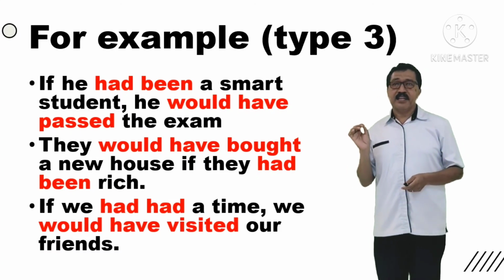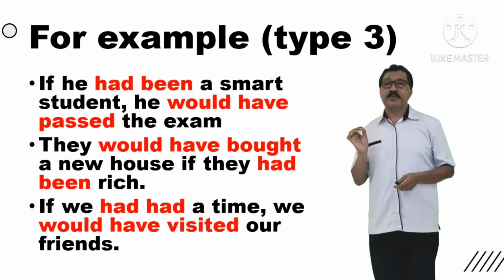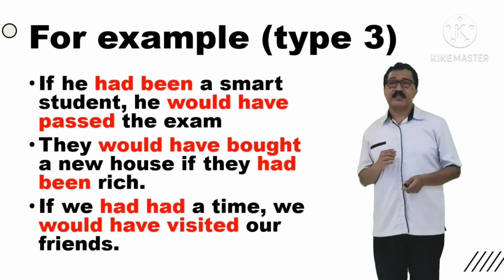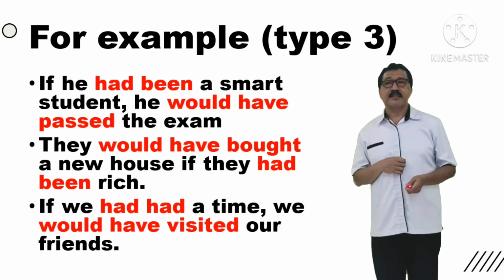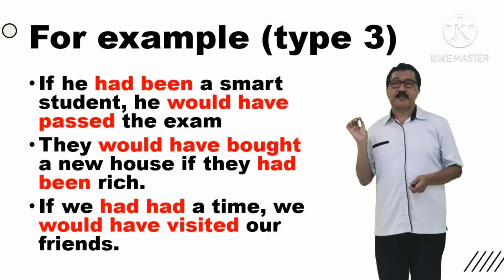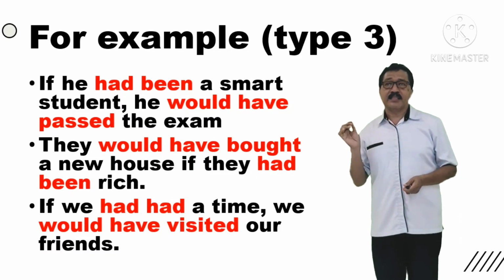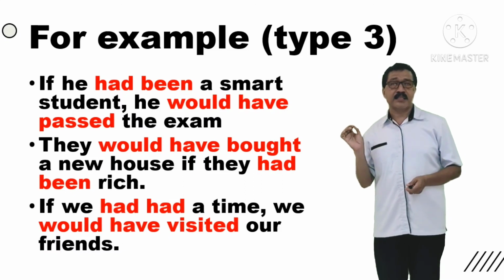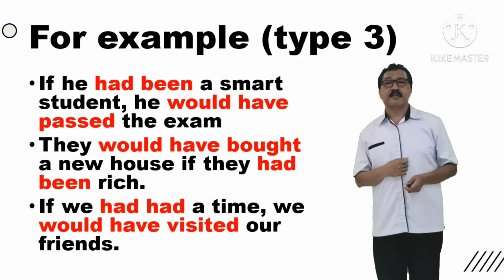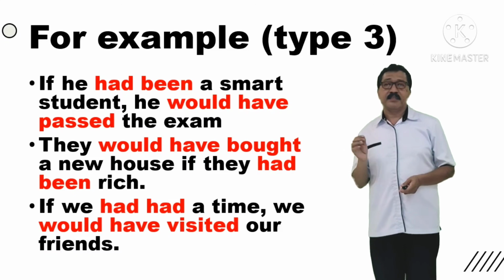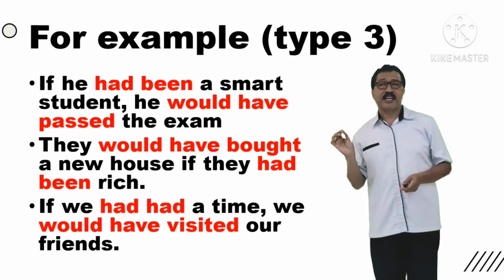If we had had time, we would have visited our friends. So look at the double had here. The first had is past perfect, and the second had comes from have. The past participle of have is had.